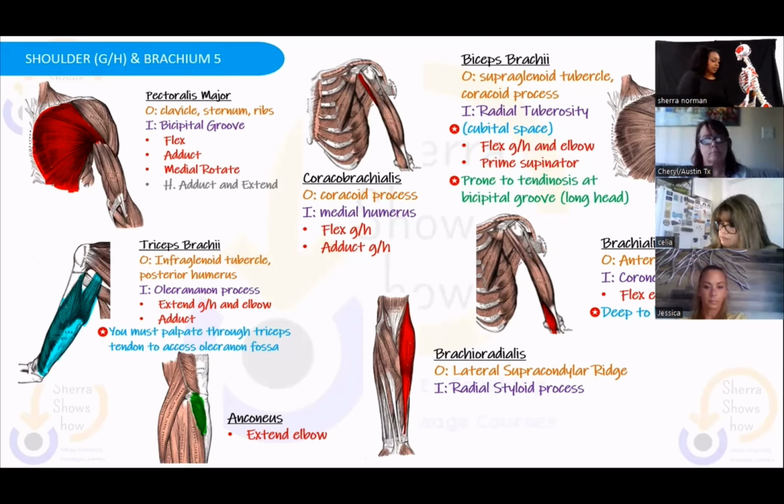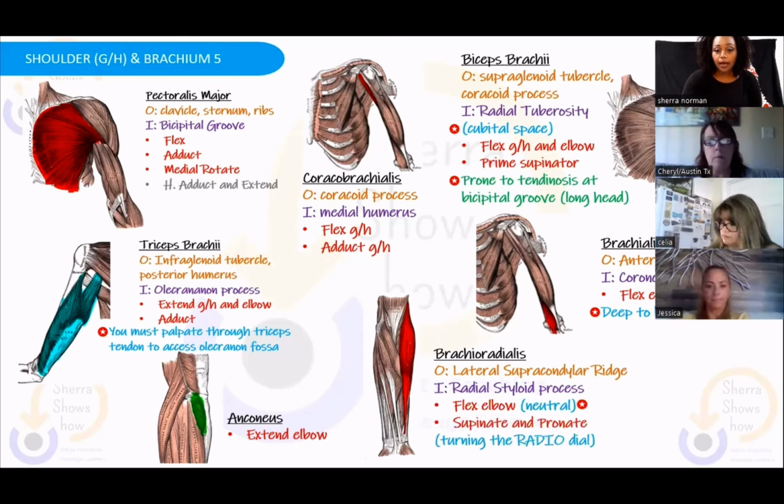All right, and it's going to flex the elbow and supinate and pronate. I always say, think about the radio, okay? Turning the dial on your radio, supination, pronation. Okay, so brachioradialis, supination, pronation, because you're turning the dial on your radio. Think about supination, pronation against resistance, like tightening or loosening a screw with a screwdriver. That's what brachioradialis does.